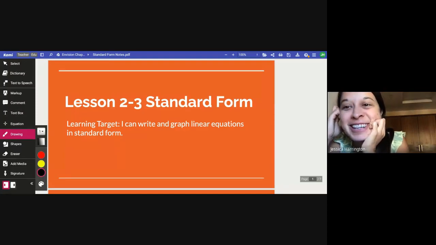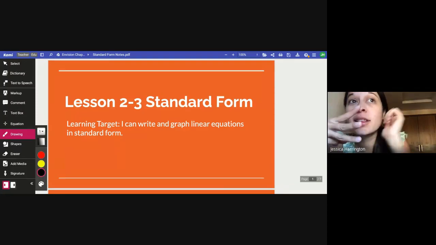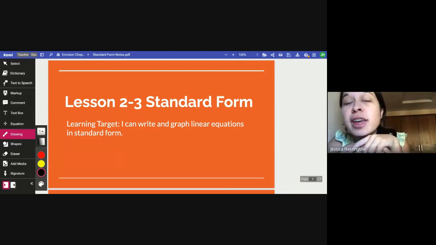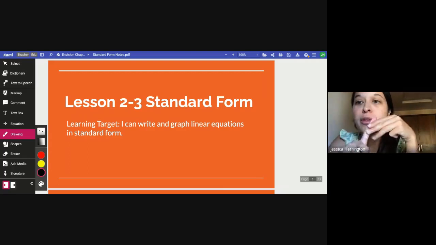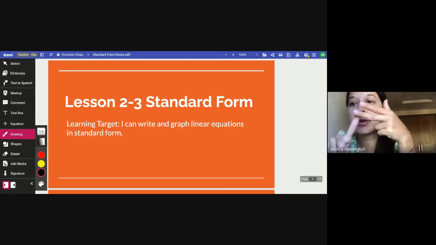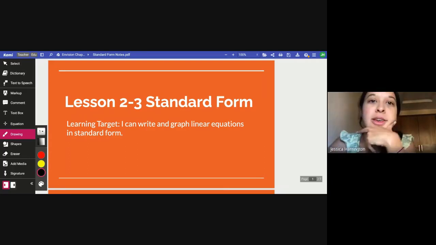So today you're going to learn about the third way, the final way you can write an equation of the line, which is standard form. You should have notes in your notebook for all three: slope intercept, point slope, and now standard. Standard is my least favorite. Why? Because it's the least useful.